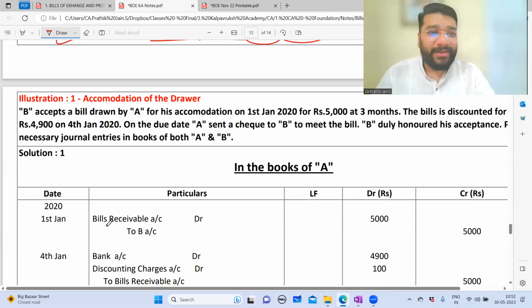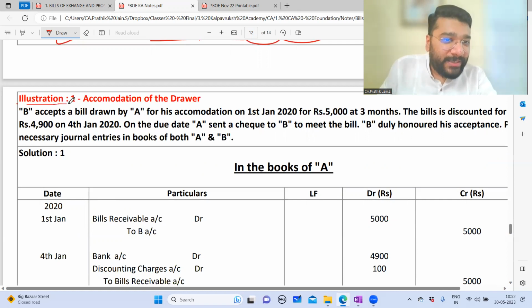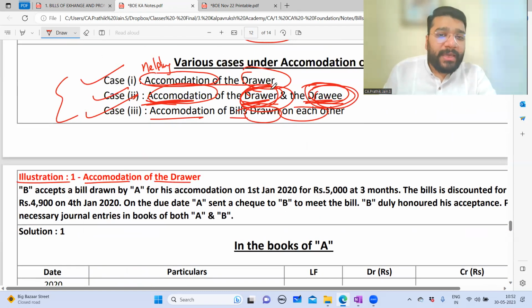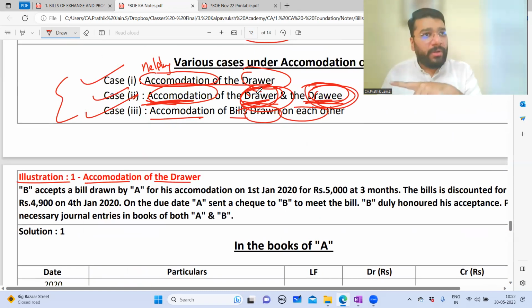All your questions will get covered here. Just bear with me. Illustration 1, guys. It is the first case: accommodation of the drawer, which means what? In case 1, A is drawing bills on B, and here who is being helped? A is only being helped. Only one person is being helped.